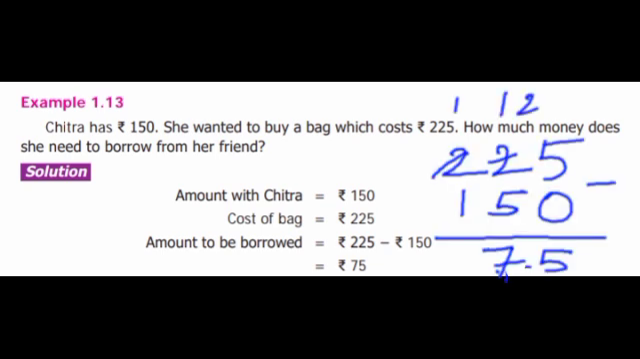225 minus 150. Subtract 5 minus 0, 5. Then 2 minus 5 is not possible, so we borrow 1 from the previous number. 12 minus 5 equal to 7. Then 1 minus 1 equal to 0. Equal to how much? 75 rupees. So, Chitra borrowed rupees 75 from her friend.